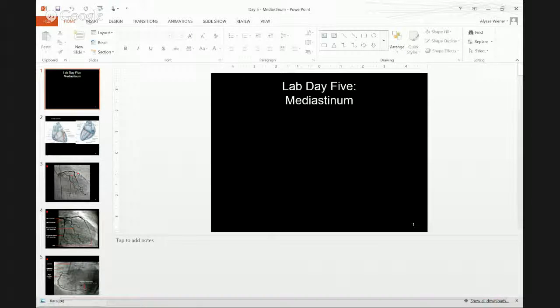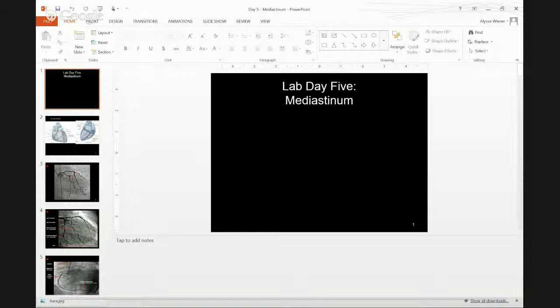Okay, here is another image, a different view of the heart. Let's try to identify some different things. So again, let's start at more obvious structures, hopefully. We can start down here. What is H? H is the right ventricle.